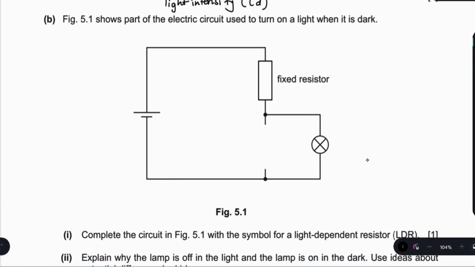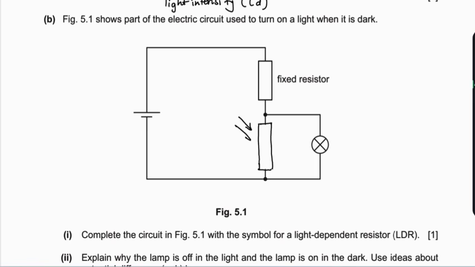Right, Fig 5.1 shows part of an electric circuit used to turn on a light when it's dark. Okay, complete the circuit in Fig 5.1 with the symbol for an LDR. So the LDR, you just draw with the ruler, of course. Right, it's a resistor with some arrows that show that its resistance depends on light.